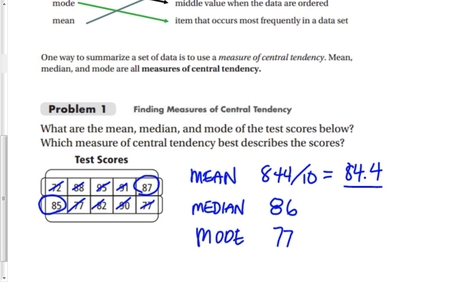Now to figure out which of these best describes a set of data, we want to just look at the values and see if it's a normal number in that group. Like 77 is a pretty low number. There's only like 3 numbers in the 70s. So I'm going to say that the mode does not really describe this group very well. If there were like 5 77s in the group, then you might say that that is the best representation of this group.